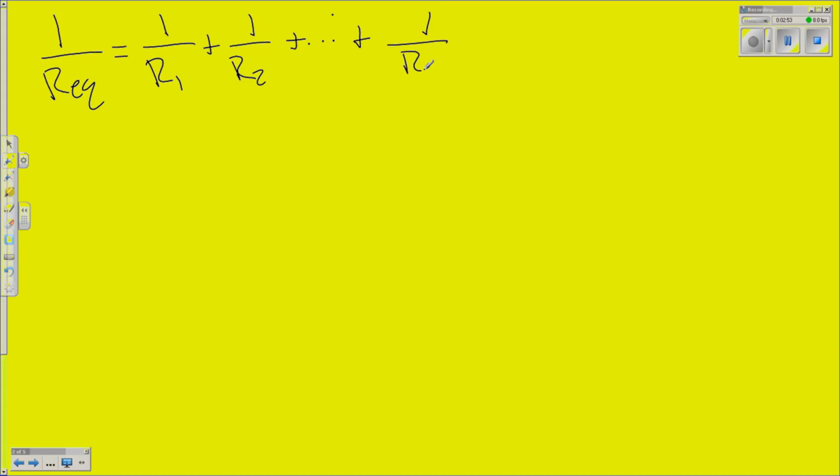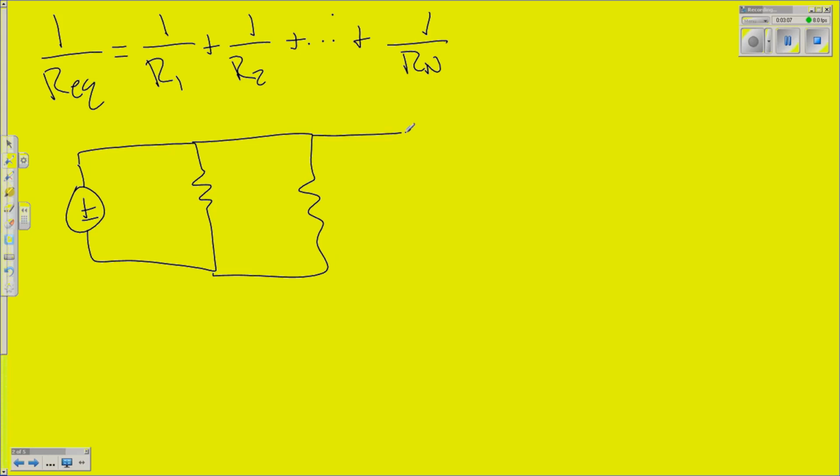What we got to do is take the inverse. So the inverse of the equivalent resistance is equal to the inverse sum of parallel resistances. So what does this look like? Okay, well, let's go back to a circuit. We've got resistor 1, resistor 2, and resistor 3 in parallel.